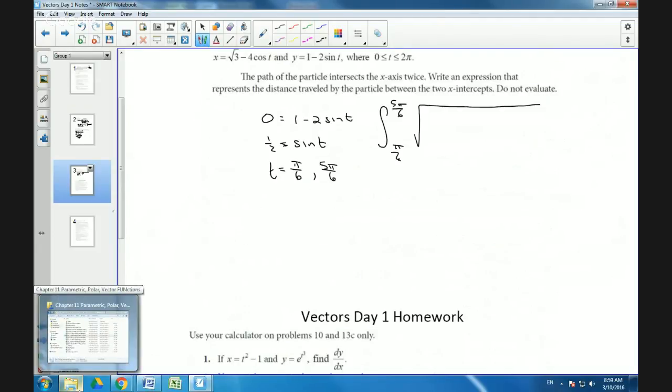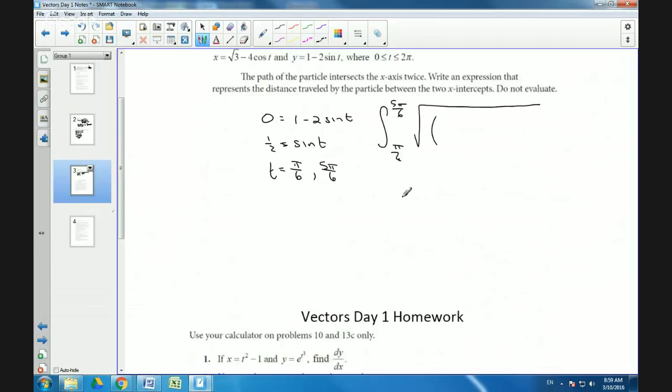What's the derivative of x? We have dx dt here. Four sine t squared plus negative two cosine t. And what does it say? Not evaluate. Done. You can throw that in a calculator. I don't know what the answer is. It said do not evaluate, so I did not evaluate. I thought about starting it, but then I saw that this is 16 sine squared t and 4 cosine squared, and it's not going to be a nice pretty one to work out. But you get the idea of what we're doing here.